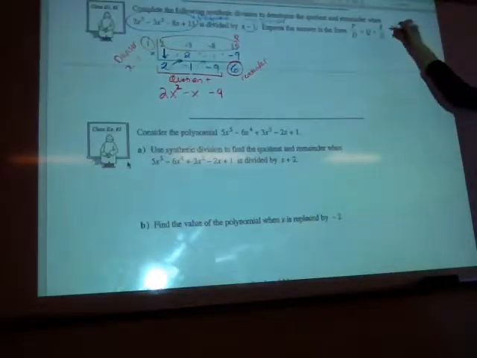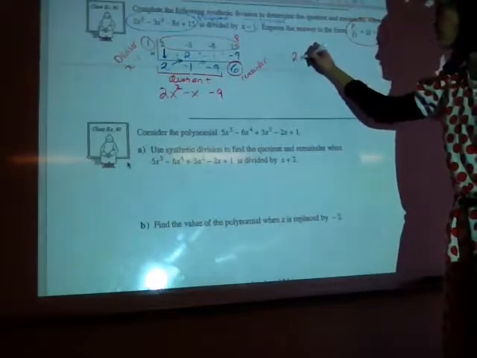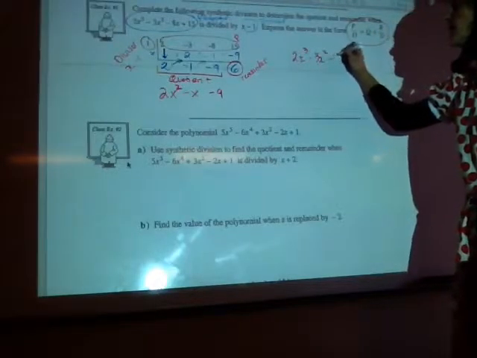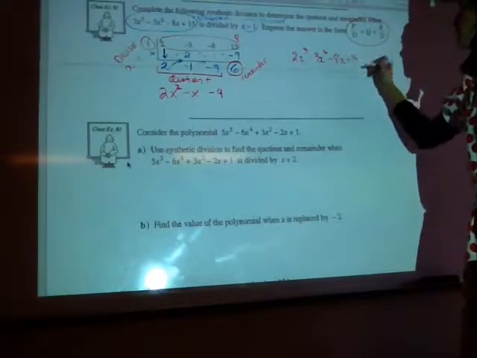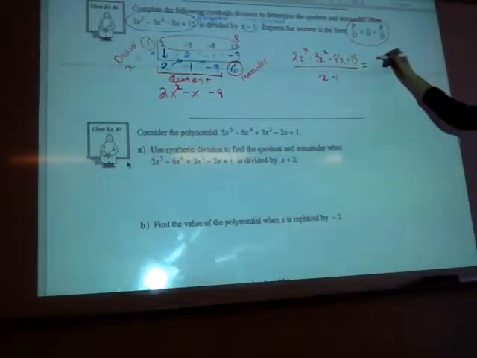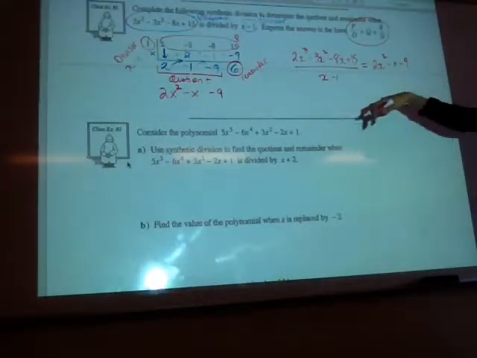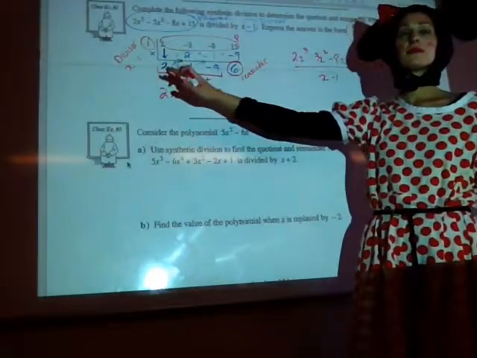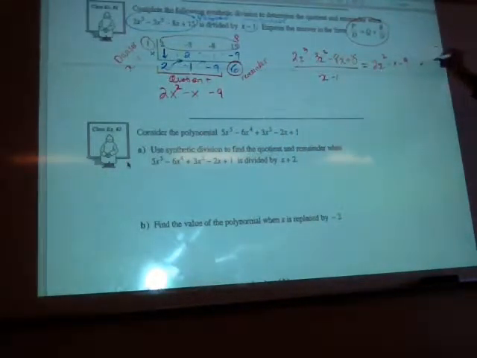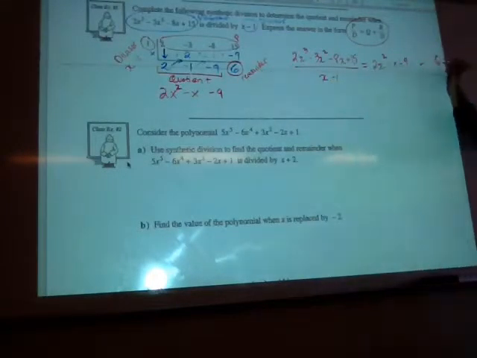So now we can put it into this form: polynomial over divisor equals quotient plus remainder over divisor. So our original polynomial, 2x cubed minus 3x squared minus 8x plus 15, over our divisor, x minus 1, equals our quotient, 2x squared minus x minus 9. Okay, we got that from the bottom three numbers on the left. Plus, what was our remainder? 6, the farthest number on the right, divided by our divisor, x minus 1.